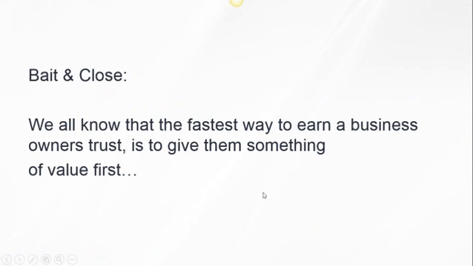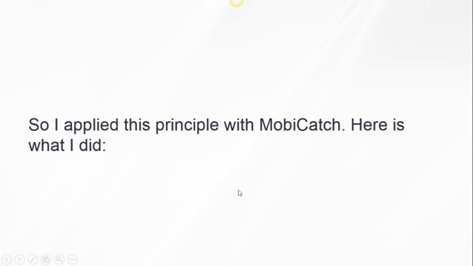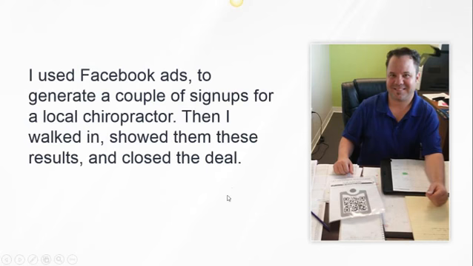So we all know that the fastest way to earn a business owner's trust is to give them something of value first, right? That's like one of the rules of marketing, right? Give them something of value first. It's so much easier to close the deal. So I applied this principle with MobiCatch, and here's what I did. And if you're taking notes, write this down because you can use this right now in your own marketing business.